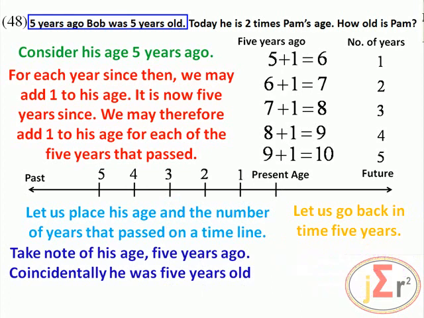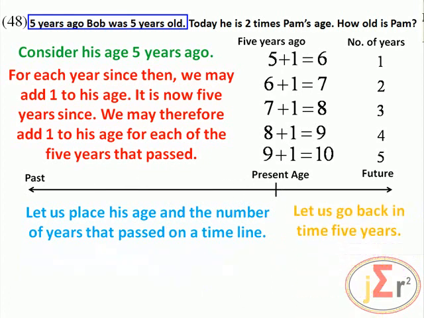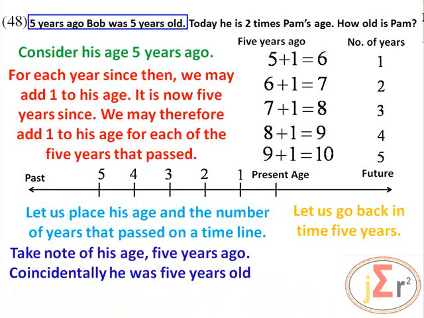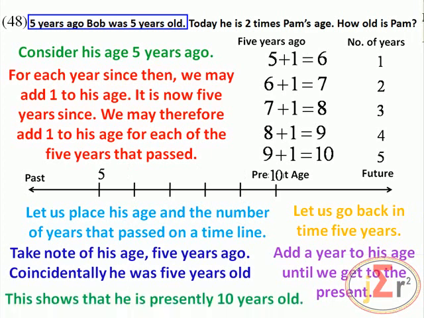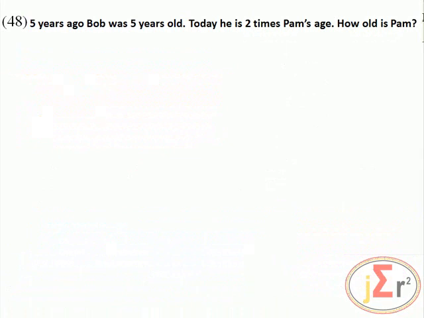10. Right. So what we do is, we go back in time 5 years. And his age at that time was what? 5 years old. So we will come back to the present by counting how many years? 5, because it is 5 years ago. So we will count 5 more years. Add 5 years. Like that. That is his present age. 10 years old. So this shows that he is presently 10 years old.